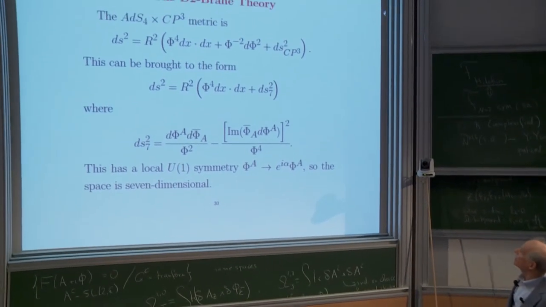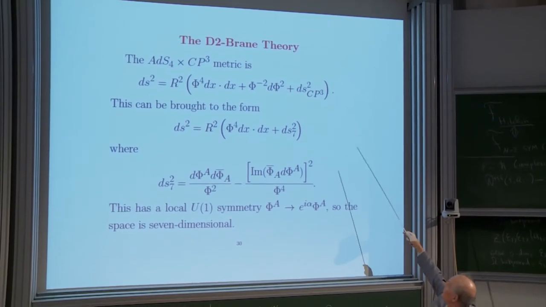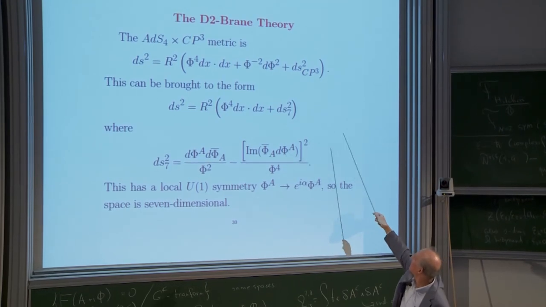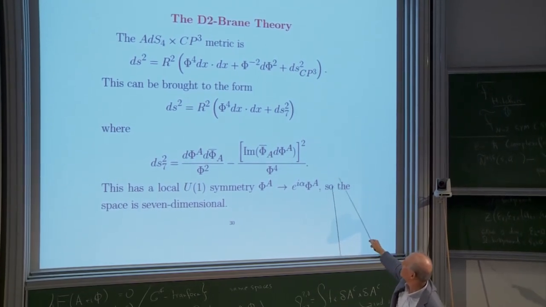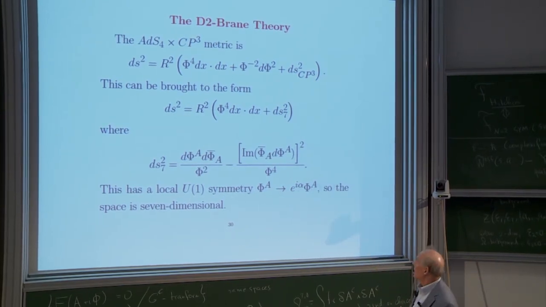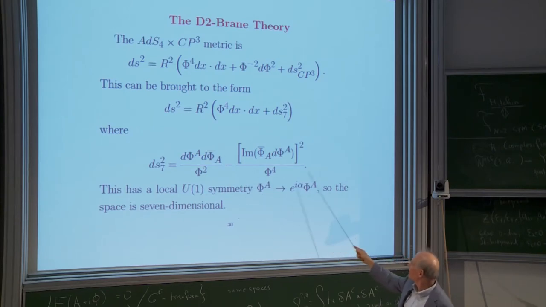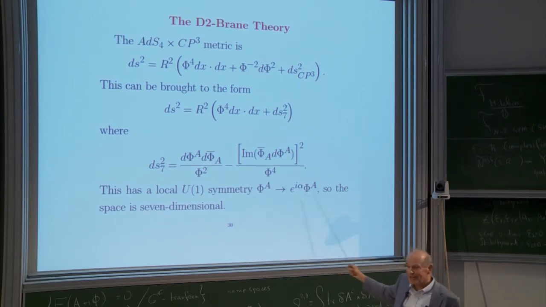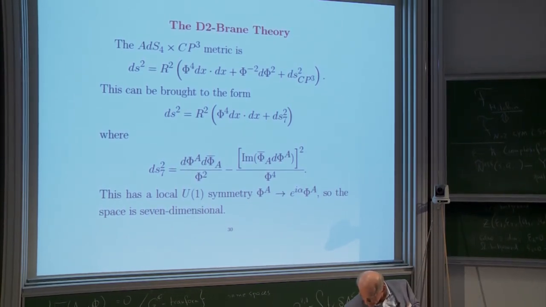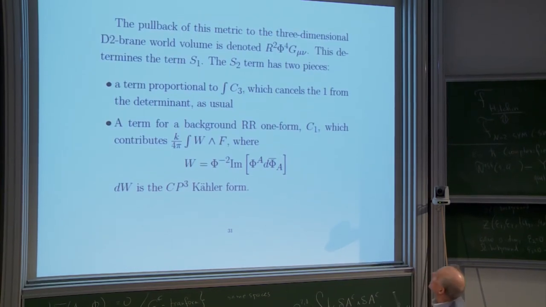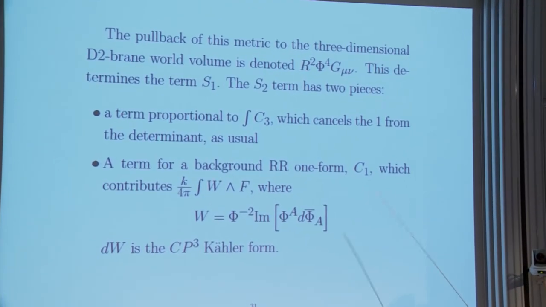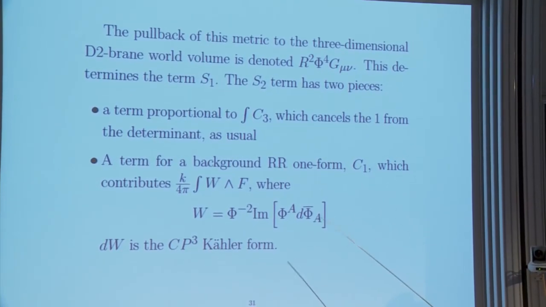So for the D2 brane on CP3, it's a similar story. You have to use the metric of CP3. Again, you pull the scalar out of the AdS and combine it with the CP3, and then you get some funny seven-dimensional space written this way. This looks like it has 8 scalar fields, but there's actually a local U(1) symmetry, so it really only encodes 7 of them. And the pullback of the metric to the three-dimensional D2 brane world volume is denoted that way. So that describes the S1 term.